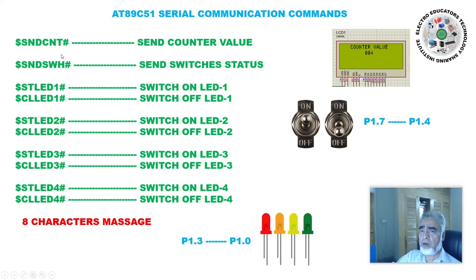Here we have inserted a dollar sign at the beginning and hash at the end. We'll send these commands from the hyperterminal to the microcontroller. The microcontroller will check if the first character is dollar and the end character is hash. It means that the command between the dollar sign and hash sign is a valid command. If the microcontroller does not find the dollar sign at the beginning of the message, it will discard the message. So it will check the first character, dollar, and the end character, hash, and then it will accept the command.